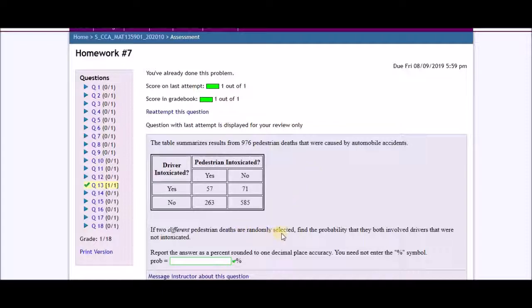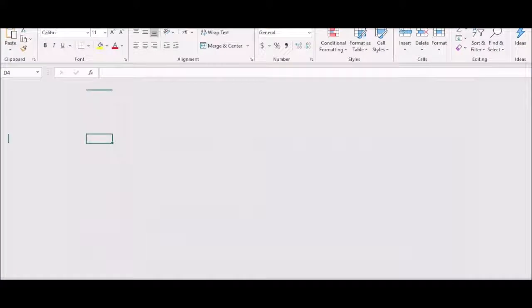So in this case, we want to find the probability that the first pedestrian death we select involves a driver that was not intoxicated, and the second pedestrian death we select is going to involve a driver that was not intoxicated. Since we said and in this case, we're going to multiply the two probabilities together. So we will find the first one and the second one, and then we're going to multiply both of them together. Let me head to an Excel sheet to explain better.